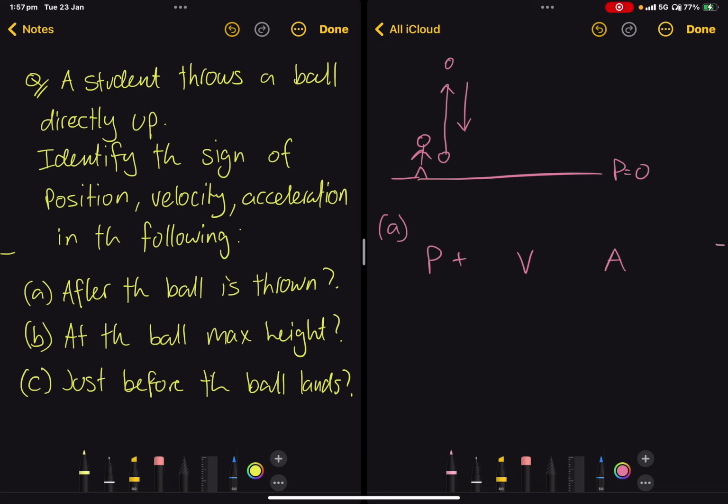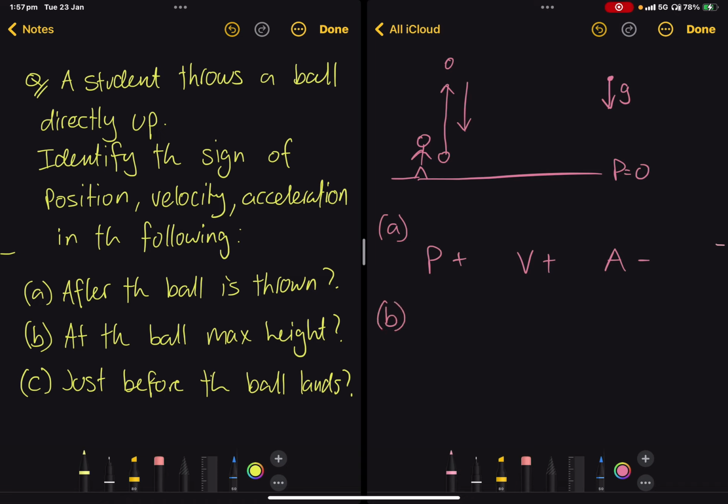The position is positive because it's above the ground. The velocity is positive because the ball is moving upwards. So they've just thrown it. It has positive velocity as it moves up. The acceleration is negative. And the reason the acceleration is negative is the only acceleration exerted on the ball pretty much is gravity. Gravity points downwards. Down in the y-axis is considered negative in this case.